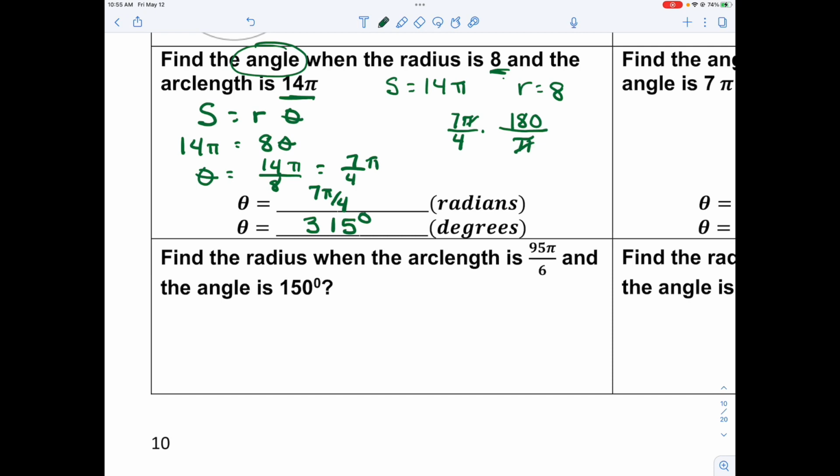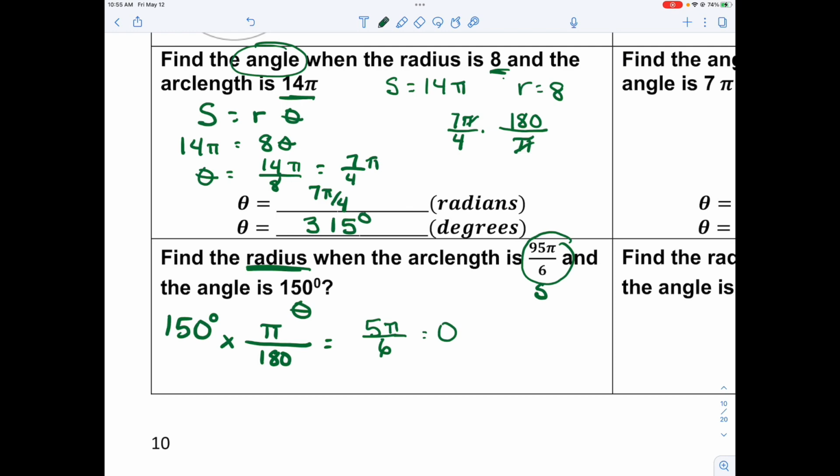Okay, and in the next problem, we're asked to find the radius. We still know the arc length, that's S, and we know theta. So the first thing we have to do is convert that theta to radians. So that would be 150 times pi over 180. Again, I'm going to use alpha y equals, and we're going to have 150 over 180, enter, that is 5 over 6. So we get 5 pi over 6 is theta.